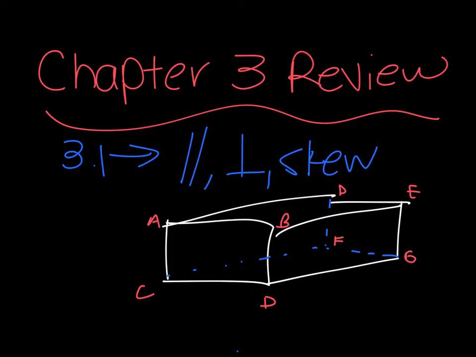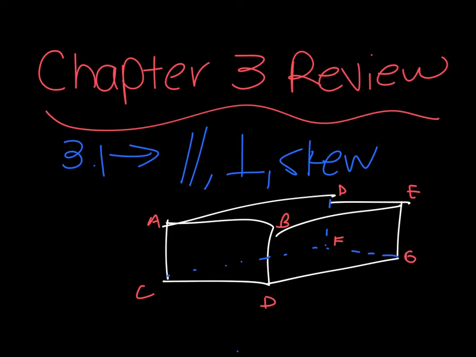Anything else? CF, good. One more. DG, good. All of those would be skew. Understand? Okay, and then perpendicular, hopefully you know, right? They have to meet, and they have to be a right angle. So the corners of a box are all going to be perpendicular. In my opinion, the perpendicular ones are the easy ones, right?